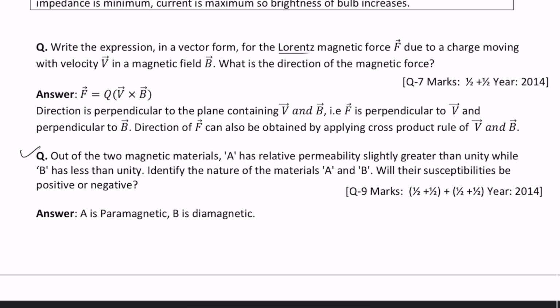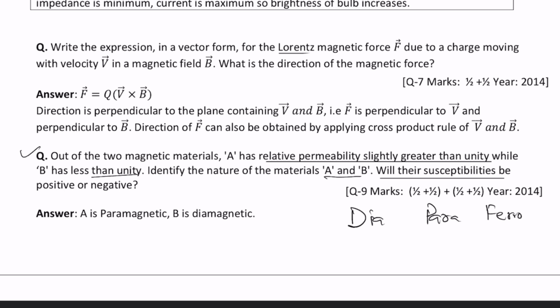Out of two magnetic materials, A has relative permeability slightly greater than unity, while B has less than unity. Identify the nature of materials A and B. Will their susceptibilities be positive or negative? See, we have three kinds of material. One is dia, another is para, and the other is ferro.